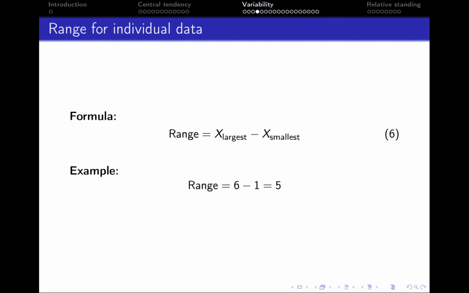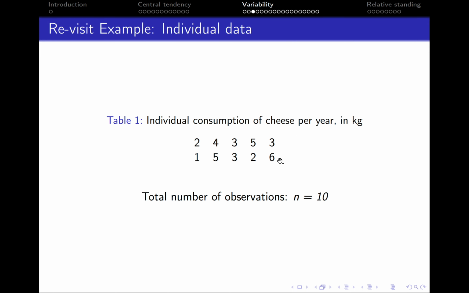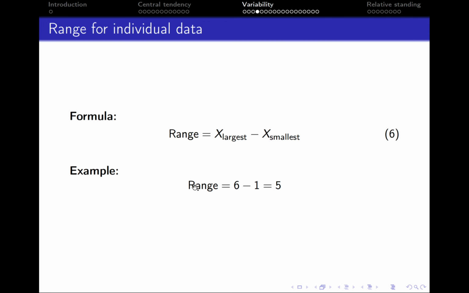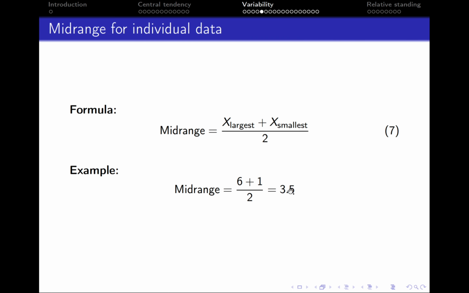And to calculate the range, we need to take the largest value from the data set and subtract the smallest value. In the case of our data set, the largest value is 6 and the smallest value is 1. So we get that the range is equal to 5. To get the value for the mid-range, we take once again the largest value, add the smallest number, and divide this sum by 2. So in our case, this will be 6 plus 1 divided by 2, so the mid-range is equal to 3.5.